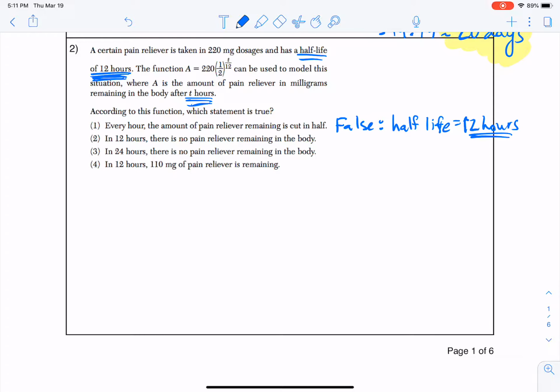Let's look at option 2. In 12 hours, there is no pain reliever remaining in the body. Well, the way a half-life works is once we go through one half-life, the amount is cut in half. So this would have to be false. After 12 hours, which is one half-life, we would have, not 55, my apologies, half of what we started with. So half of 220, or 110 milligrams.